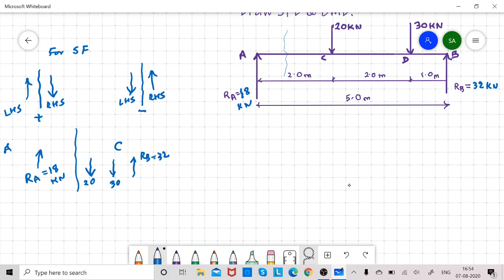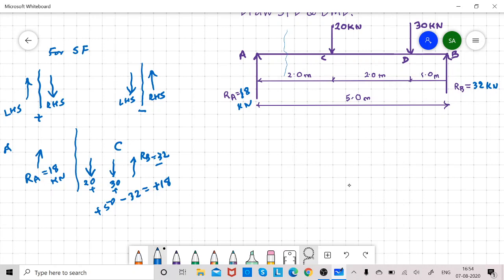So, according to our sign convention, this is plus because it is on the right hand side downward. This is also plus and this is minus. So 30 plus 20, it is plus 50 minus 32. So we get plus 18. Same. If you consider left hand side, it is 18 kilonewton. If you consider right hand side of C, still it is 18 kilonewton.